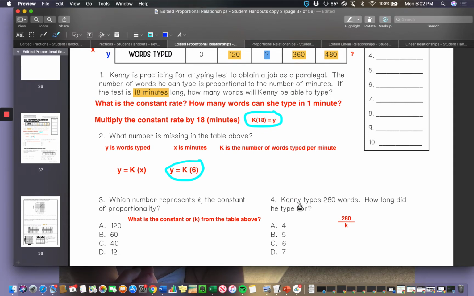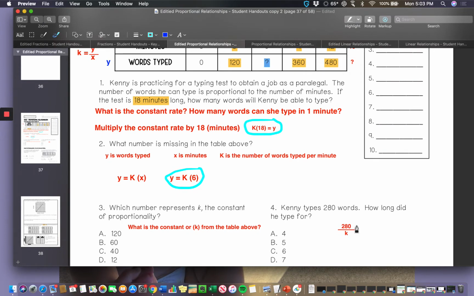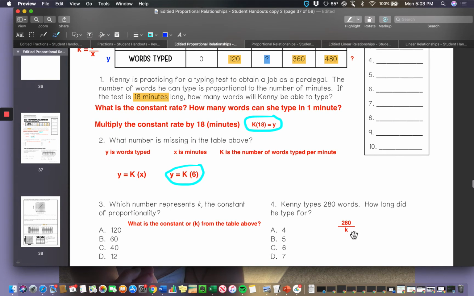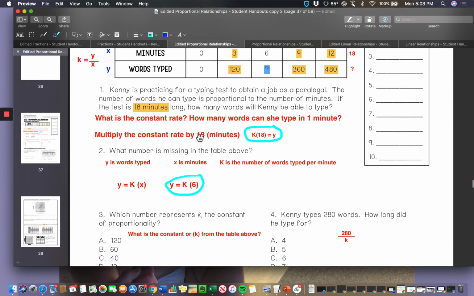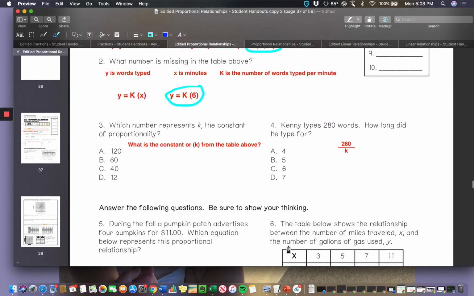So for number 4, it says Kenny typed 280 words. How long did he type for? Well, he typed 280 words, and if you divide that by the rate at which he's typing, it's going to give you your answer. So just take 280 divided by whatever k is, and that's going to give you your answer here. So 280 divided by k. Again, you should be able to figure out k using this formula up here, and that's going to give you your answer for number 4.